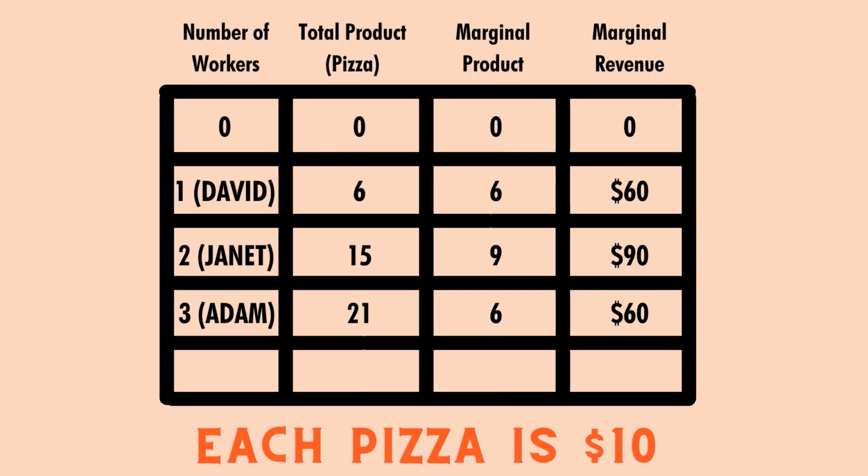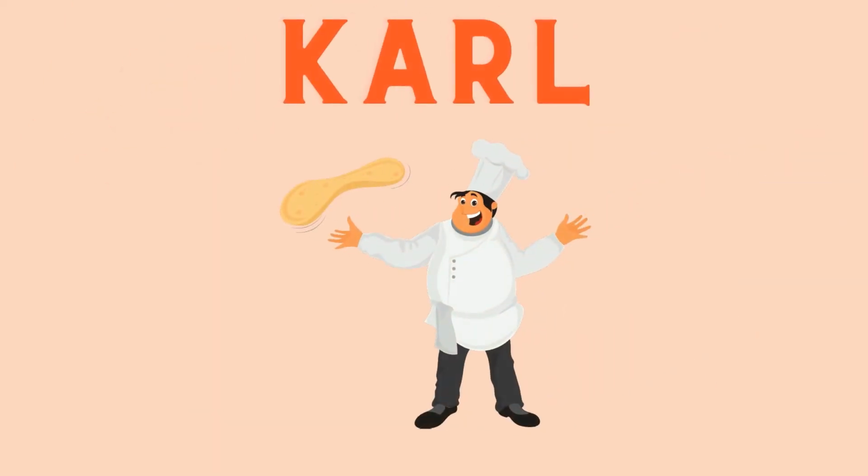With the hopes of generating even more revenue, Keynes decides to hire Carl. However, compared to the previous workers, the addition of Carl does not bring much revenue to the pizzeria. Let's take a look back at the table to see exactly why this happens.